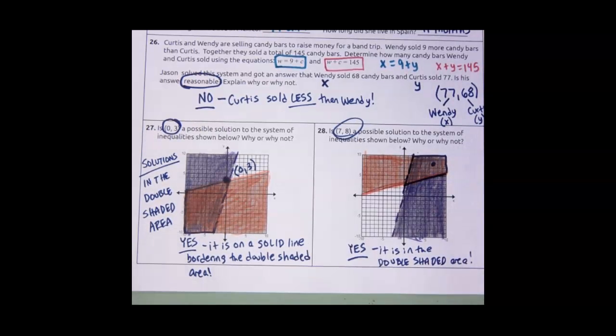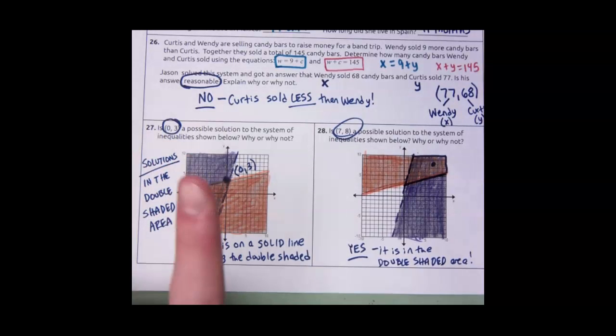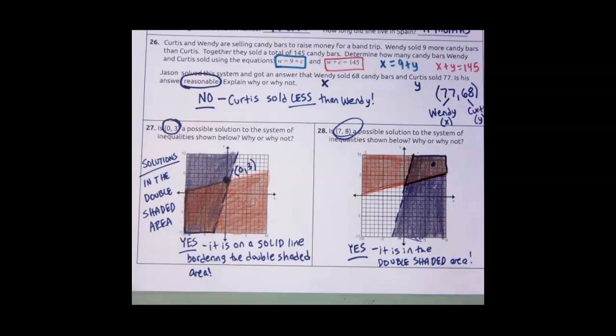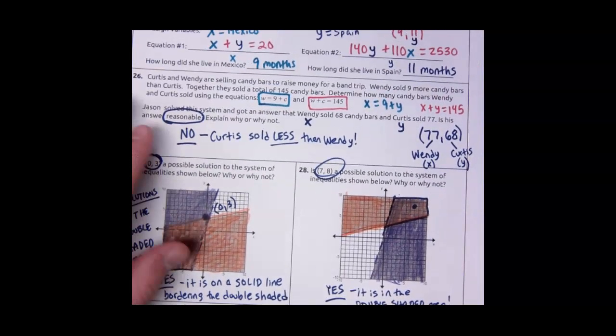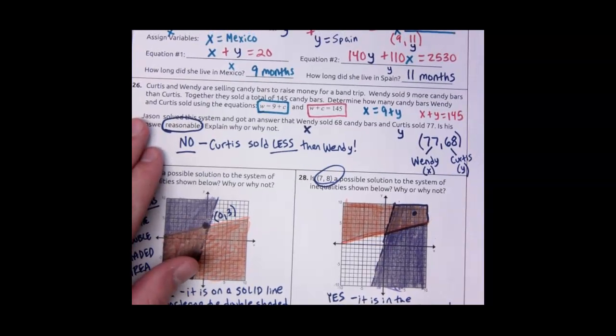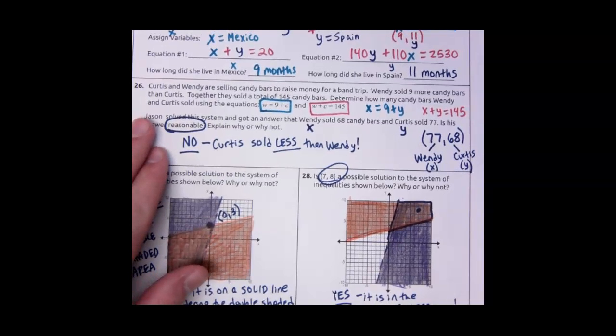Okay. So the ways that something can be a solution is if it is either in the double shaded area or it is on a solid line bordering the double shaded area. If it's on a dashed line, it will never work. So make sure that on the test you know what the double shaded area actually is. If you need to get some colored pencils out and do that, you need to do that. And up here, just remember to do your equations correctly and know how to do system solve in the calculator.